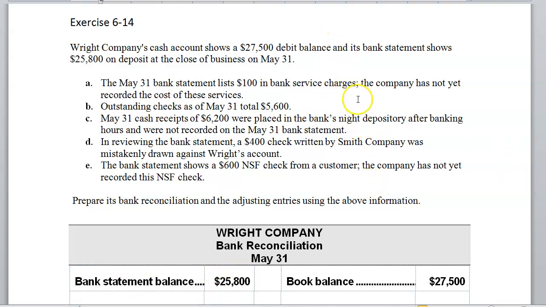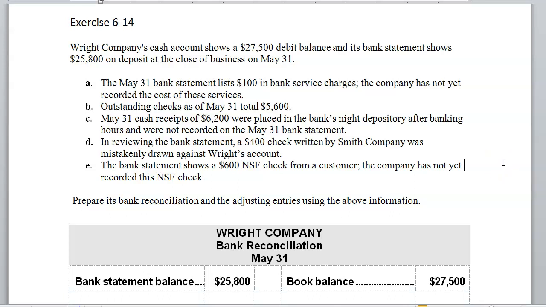Then we're going to be looking at the different items that it's given us. These are differences that were compiled by comparing the bank statement activity to the general ledger activity. These were the differences. They were recorded by one party and not the other. So now we're going to look at each one to determine where they should be on the bank reconciliation.